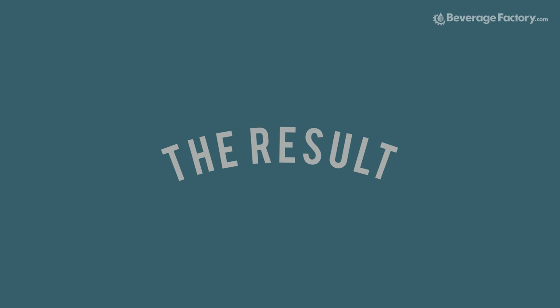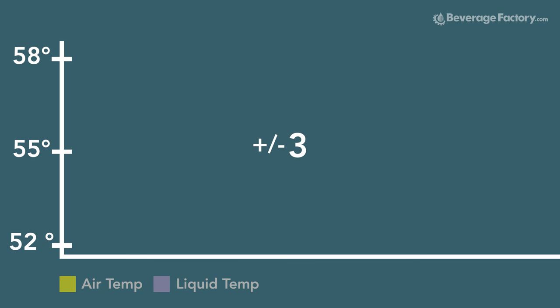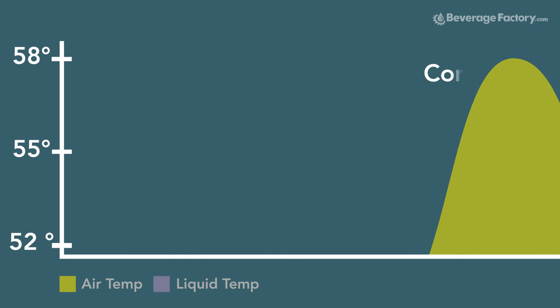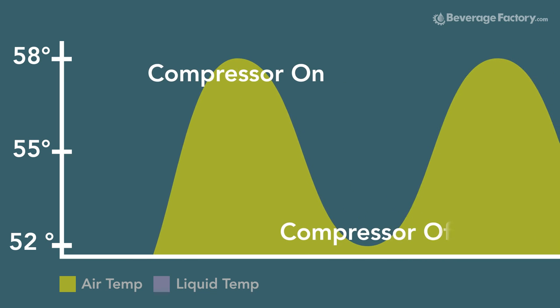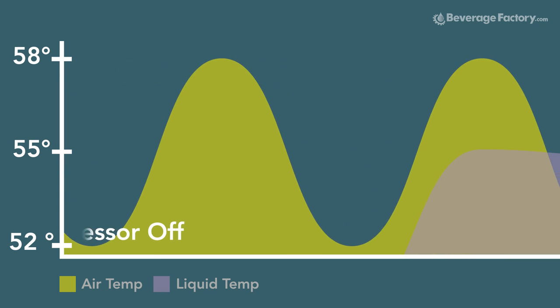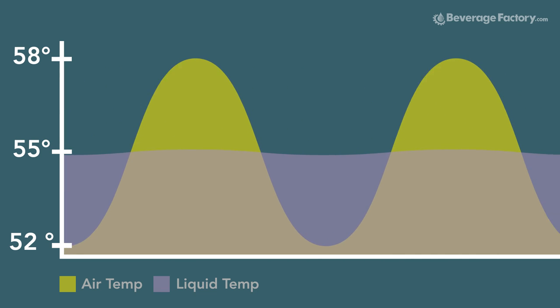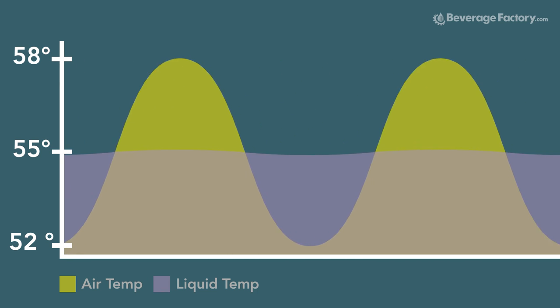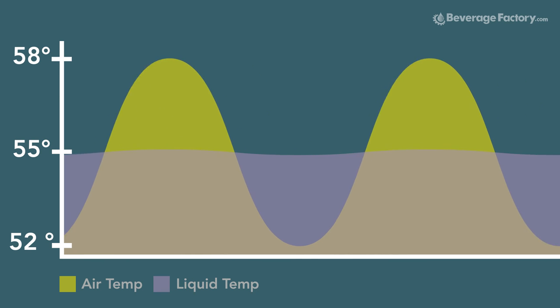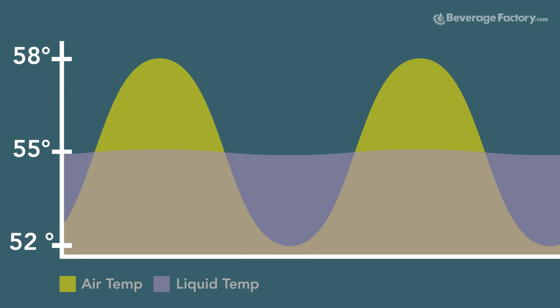The result. If you have a differential of plus or minus 3 degrees and your refrigerator set to 55, the compressor will turn on at 58 degrees and off at 52 degrees for an overall fluctuation of 6 degrees. Because liquids do not warm up or cool off as quickly as air, the temperature of the liquid in your refrigerator should only change by less than half of a degree during that fluctuation.